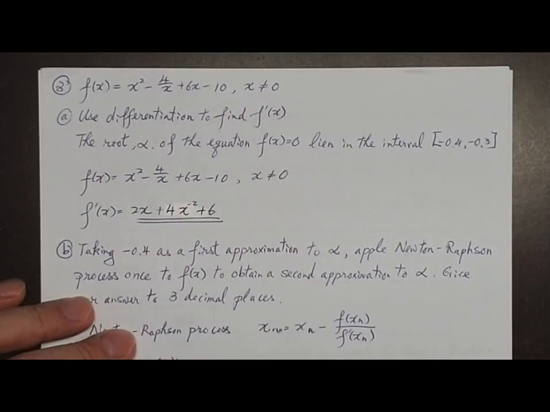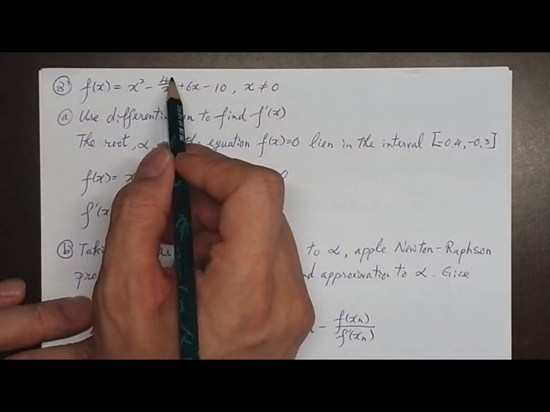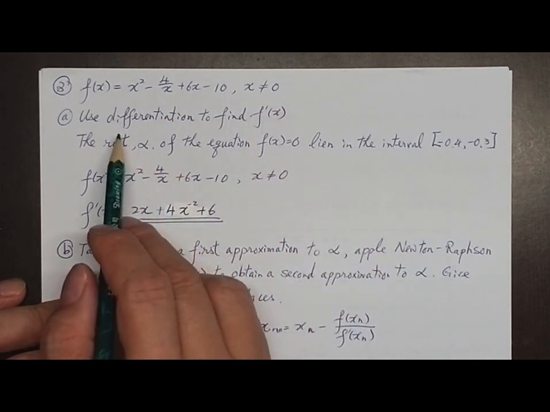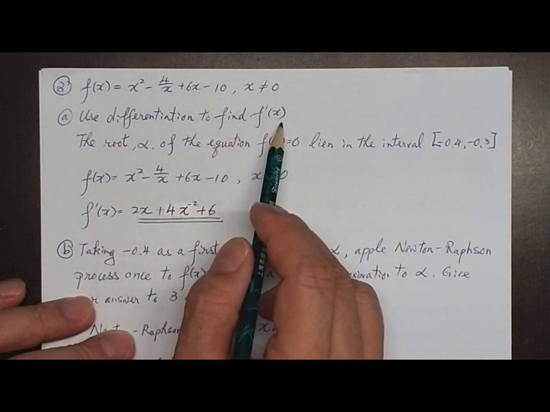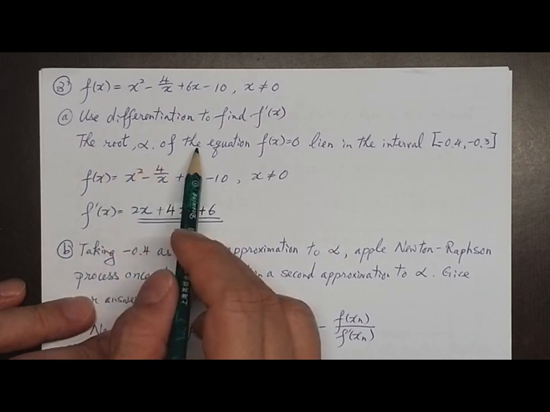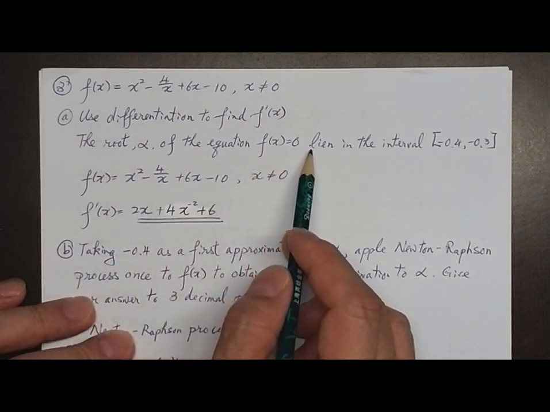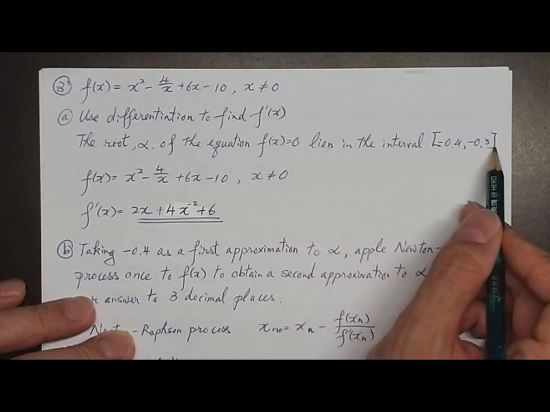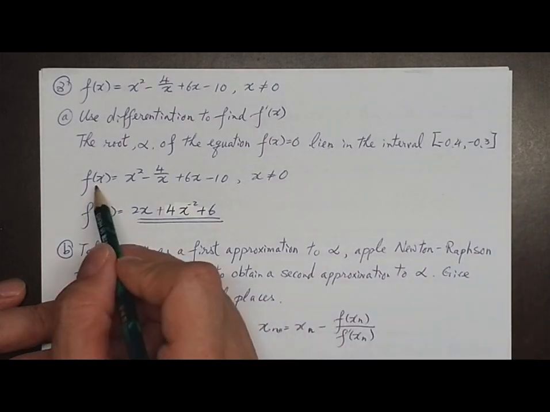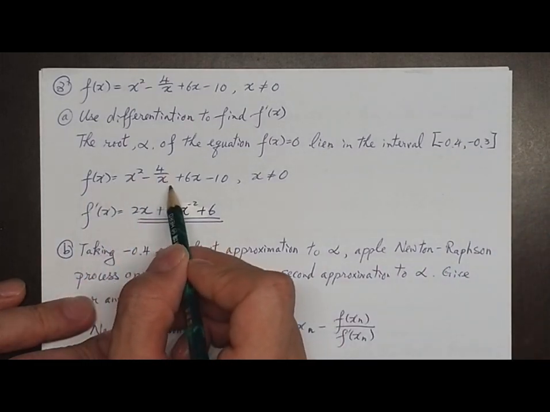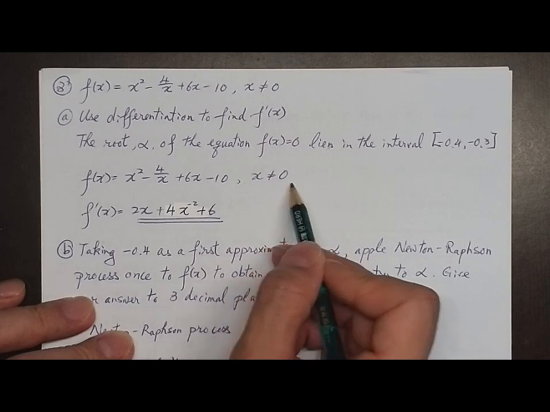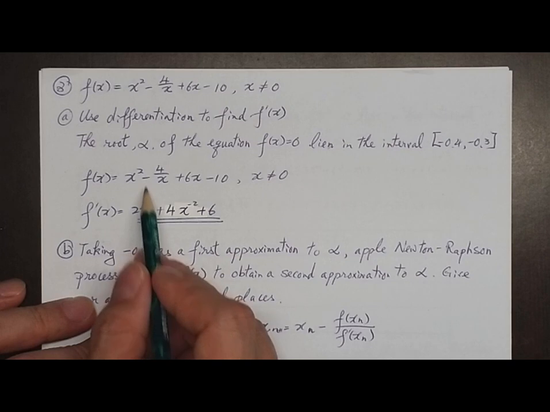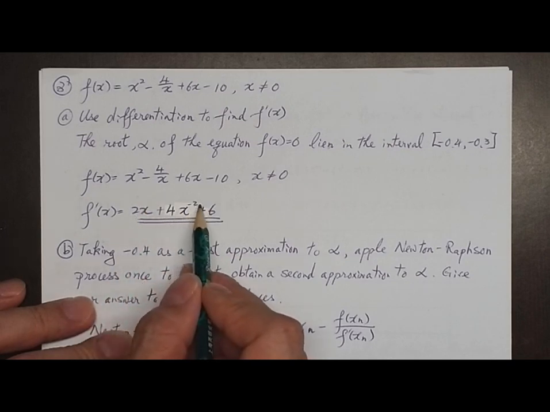Question number 3. f(x) equal to x squared minus 4 over x plus 6x minus 10, x is not equal to 0. Using differentiation to find the f dash x, the root alpha of the equation f(x) equal to 0 lies in the interval minus 0.4 and minus 0.3. So f(x) is equal to x squared minus 4 over x plus 6x minus 10, x not equal to 0. We differentiate once. We got f dash x is equal to 2x plus 4x to the minus 2 power plus 6.